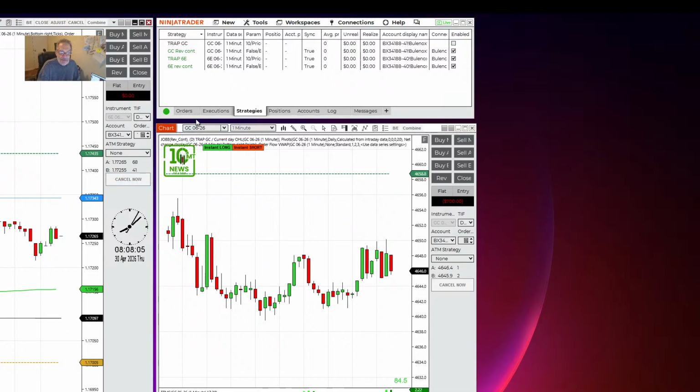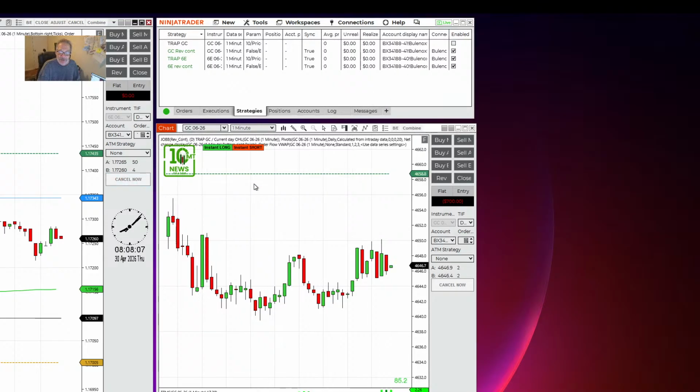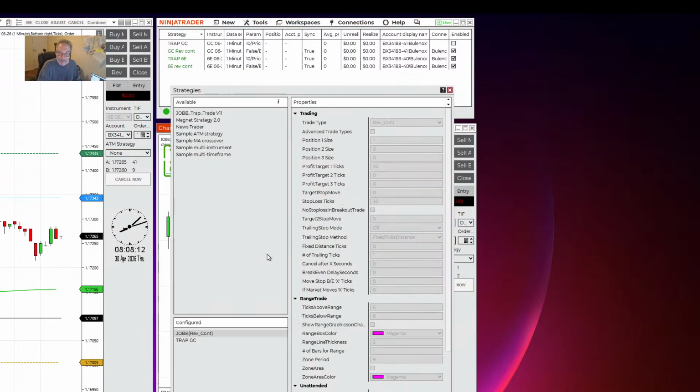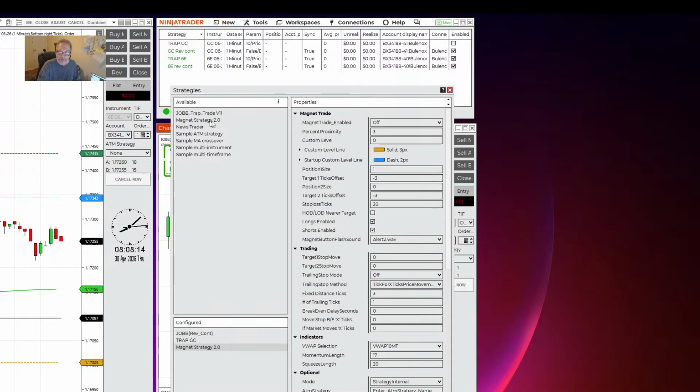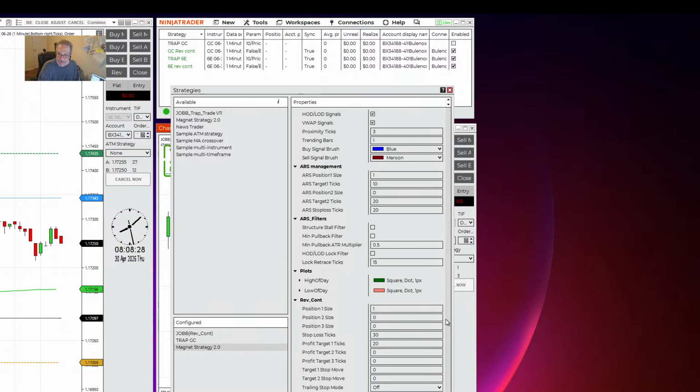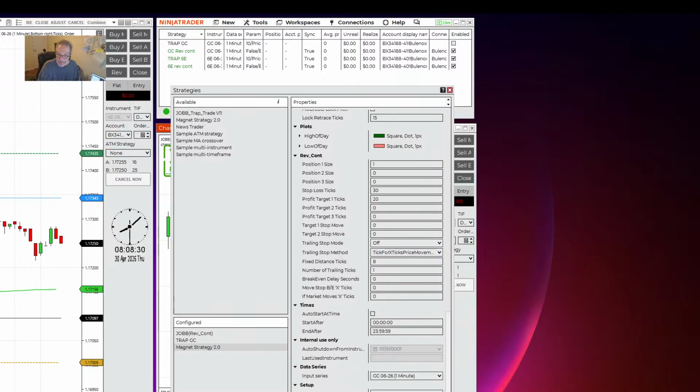I do like to put on all my charts a magnet. I'm going to put a magnet on gold, high of day, low of day, one position, default target of 3, a stop of 40. Magnets allow us to watch signals. Label it GC magnet. All right, label it. It's very important.